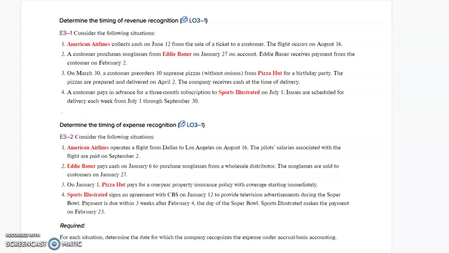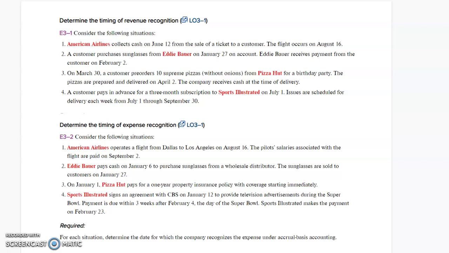Exercise 3.1, number 1, American Airlines collects cash on June 12th from the sale of a ticket to a customer. The flight occurs on August 16th. Now the question is, which month do you recognize the revenue? Not the cash, the revenue. The revenue recognition principle says you recognize the revenue when it is earned. Now that doesn't mean you don't record collecting the cash in June.